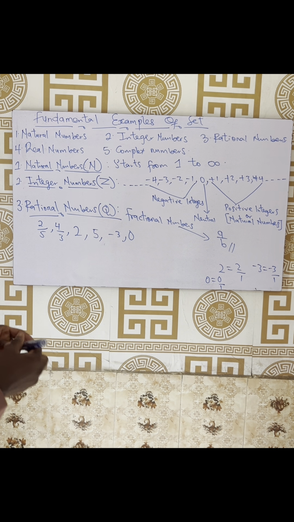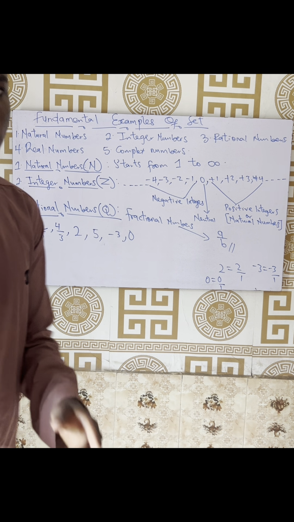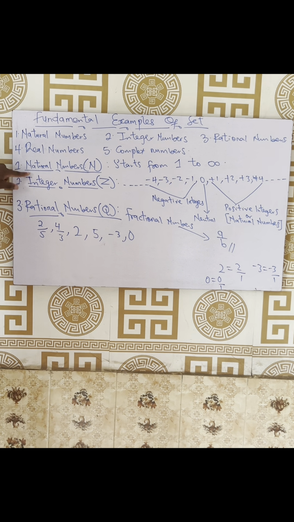So this simply means that all integer numbers are rational numbers. If you are following now, this simply means that all natural numbers are integer numbers. All integer numbers are rational numbers. Are you there with me?